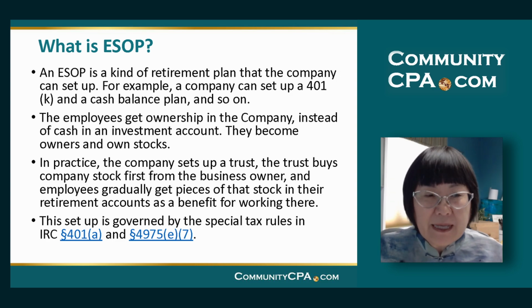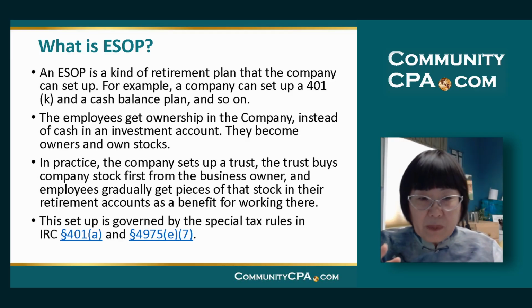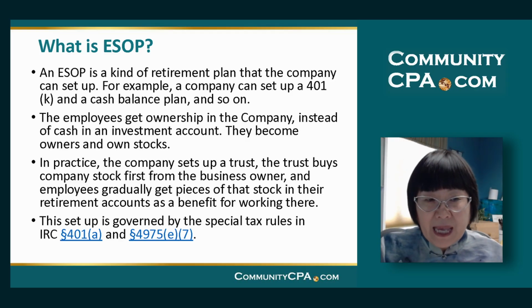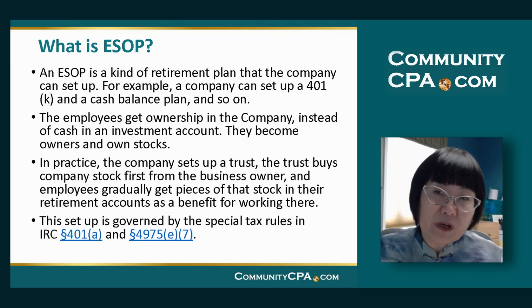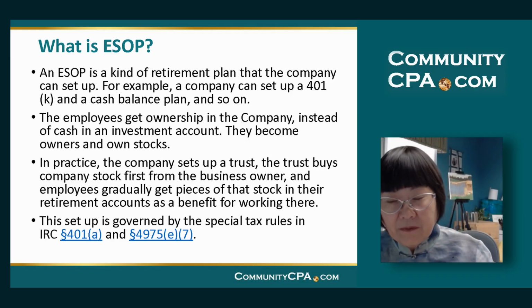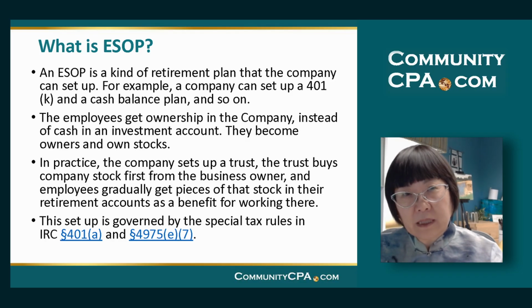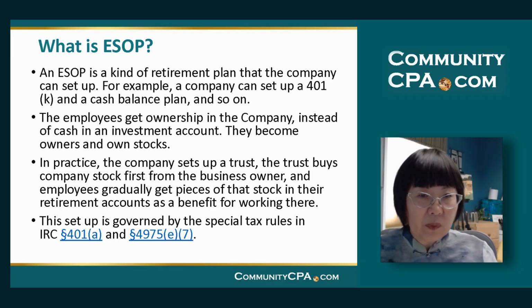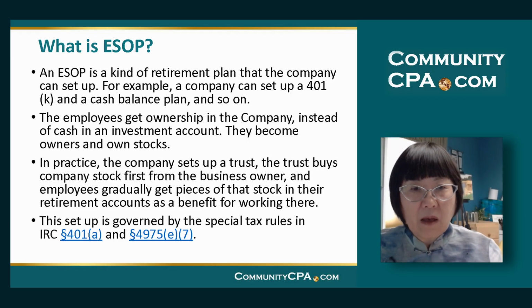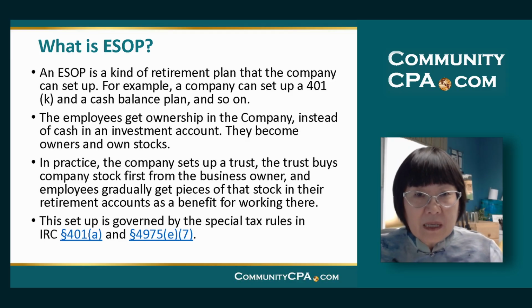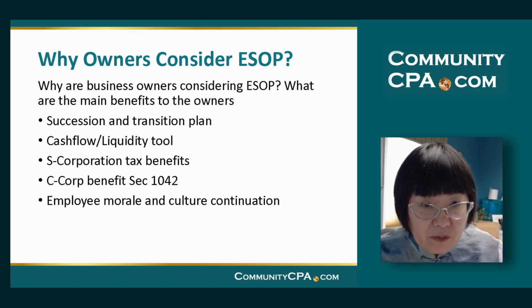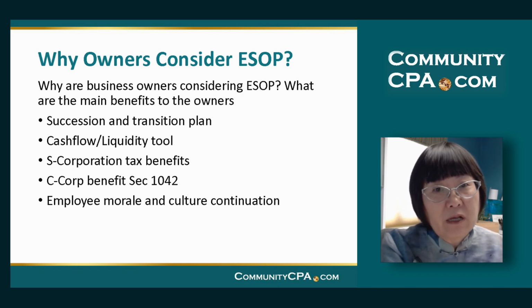Of course, this setup is governed by specific tax rules. They are called IRC 401(a) and IRC 4975. So now you kind of understand the ESOP, right? It is in the same category as your 401k and your cash balance plan. Then you have this ESOP, and the employee becomes a business owner with time, with qualification. Maybe they have to work here for 3 years, 4 years, 5 years, however you set it, right?